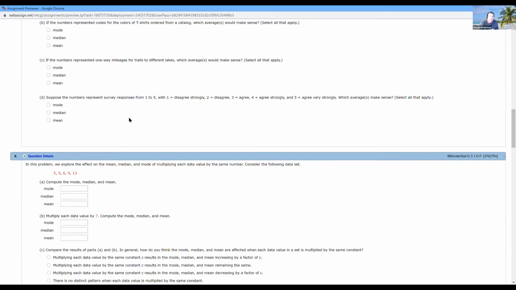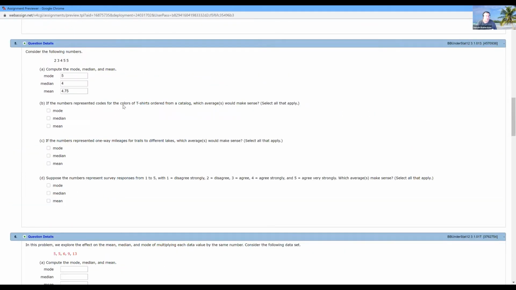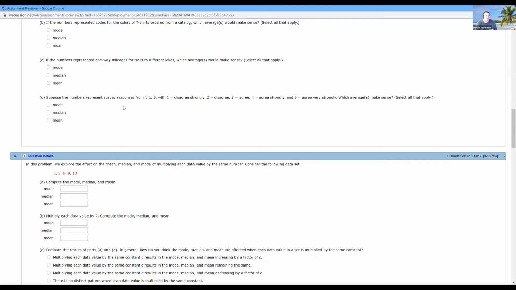Now, this here is a little bit vaguer. Can you pretend it's these numbers here? If the numbers that you're using represent codes, and it's codes for colors. So the 1 is red t-shirts, right? And 2 is blue t-shirts, right? And 5 is green t-shirts, some code like that, right? If that was the case, which measure of average would be the most sensible to apply to the data?